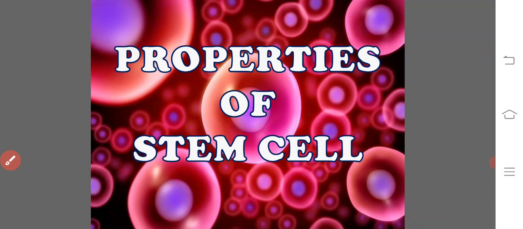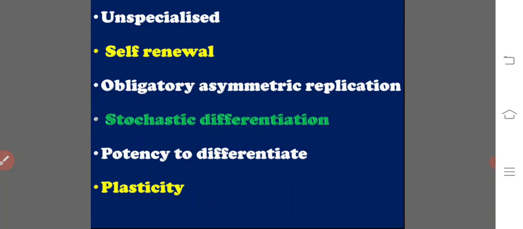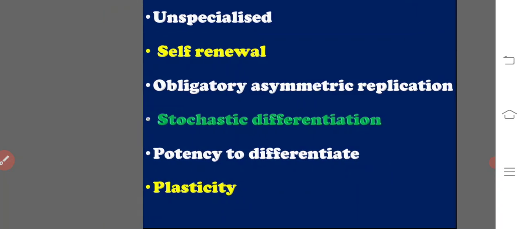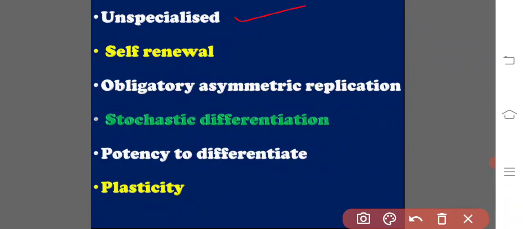And coming to the properties of the stem cells, they are unspecialized cells. They show self-renewal, that is, stem cells can proliferate. They are capable of replenishing themselves for a long period of time by dividing. And there is an obligatory asymmetric replication ability where stem cells divide into one daughter cell that is identical to the original stem cell and another daughter cell that is differentiated.